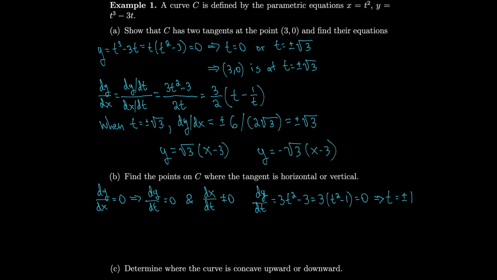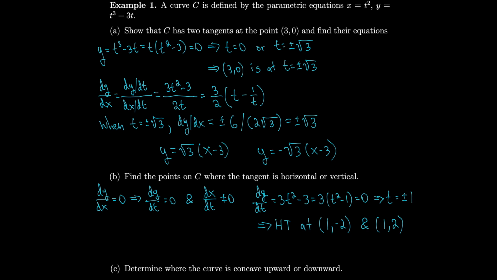So this means that we get a horizontal tangent, HT, at the points where t is plus or minus 1. So if I plug in plus or minus 1 for t, for x I get 1 when I square it. So that'll be 1 for x, and then plus or minus 1 gives me plus or minus 2 for y. So I get (1, -2) and (1, 2) for my points where I have a horizontal tangent.